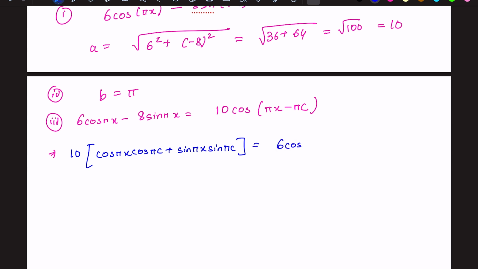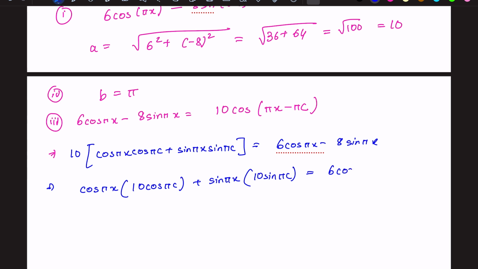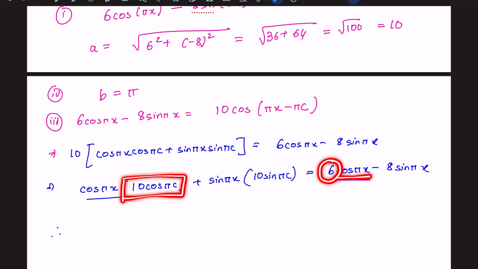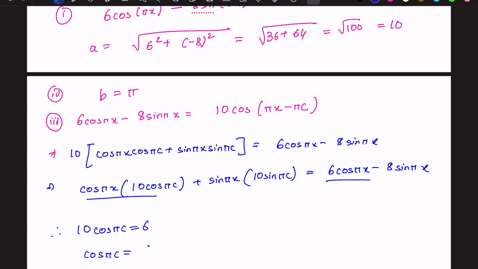This is equal to 6 cos pi x minus 8 sin pi x. If I expand this, you see the number which is multiplied to cos pi x is basically 10 cos pi c. The number which is multiplied to sin pi x will be 10 sin pi c, which is equal to 6 cos pi x minus 8 sin pi x. Right? If I compare both terms, the number which is multiplied to cos pi x should be equal to 6. So 10 cos pi c would be equal to 6. So cos pi c would be equal to 6 over 10. Similarly, if I compare 10 sin pi c to minus 8, I'll get 10 sin pi c equals negative 8. So sin pi c would be equal to negative 8 over 10.